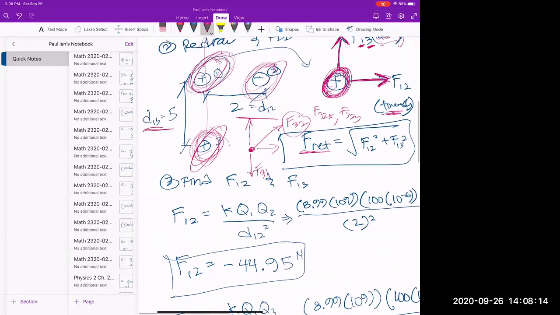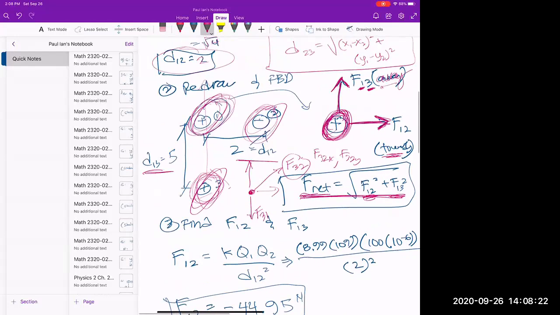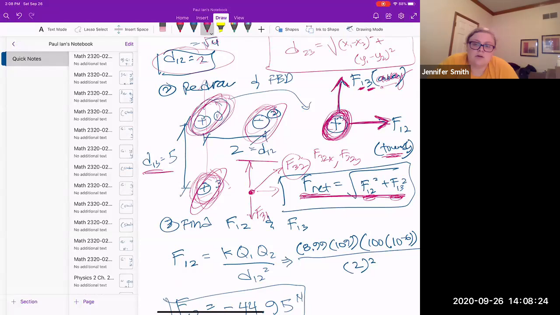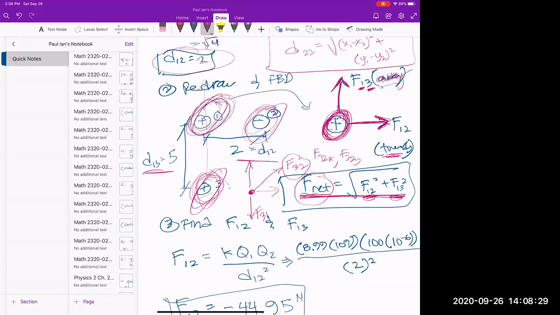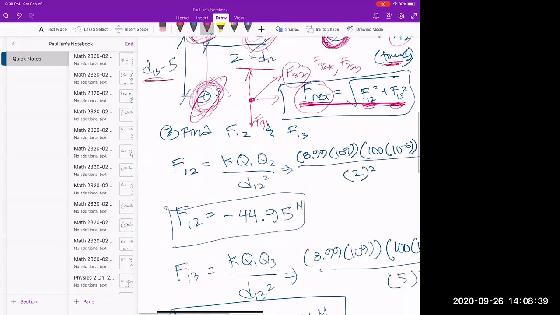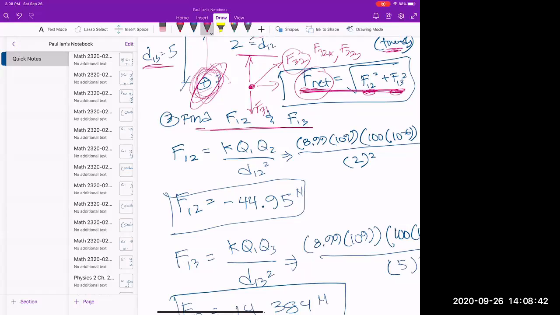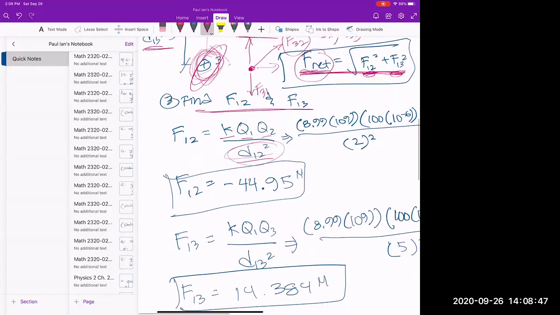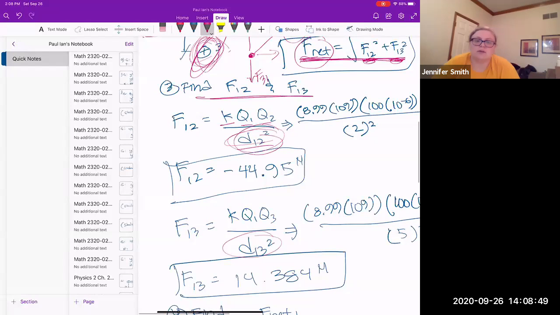So after you do that, this is what I'm talking about. You need to get F12 and F13, all your components that are acting on this to get this guy. So that's just the magnitude of the force? Yeah. Okay. And this is because this is X right here, right? And this is Y. Yeah. It's not that bad. And then after that, it's just what we've been doing. You apply Coulomb's law. And then the hardest part is just figuring out what the D's are. The D1 and the D's.